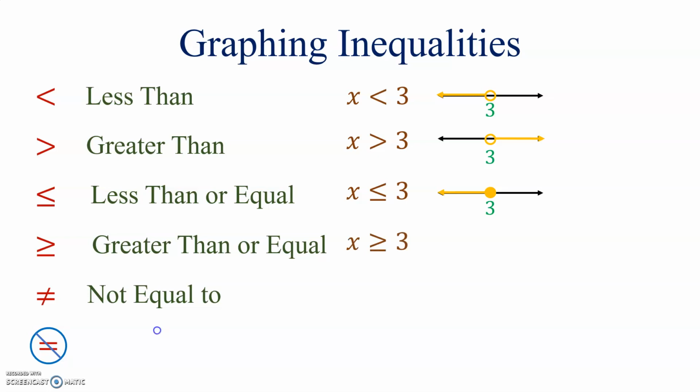Greater than or equal to, again, at the 3, we put a closed circle, shade to the right, where all the numbers greater than 3 are. And the last, x is not equal to 3. Again, 3, here was an open circle, and we shaded in both directions, so everything other than 3 was shaded. Now we transition to a different way of graphing inequalities.